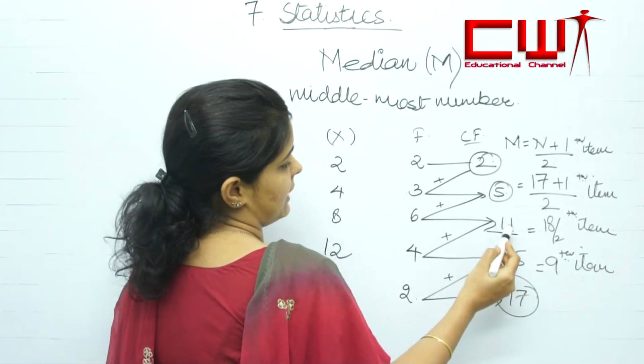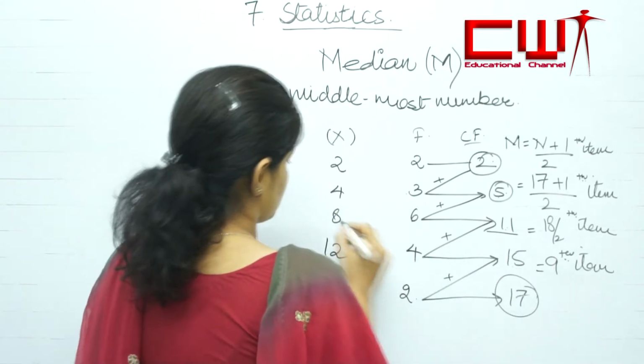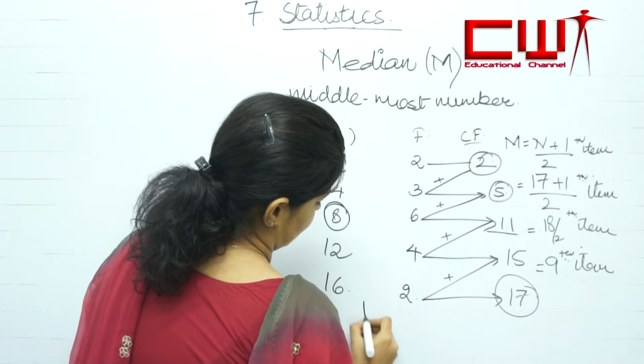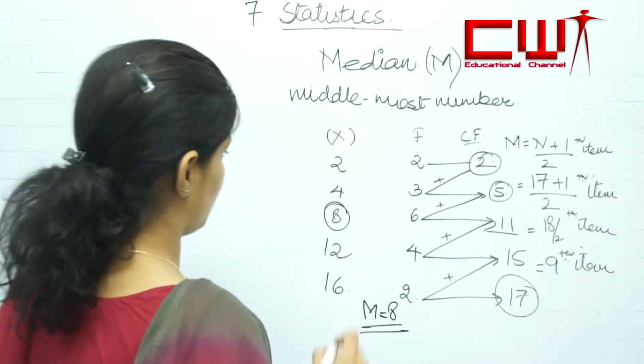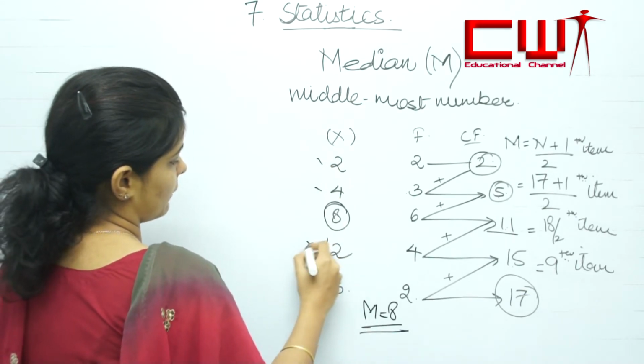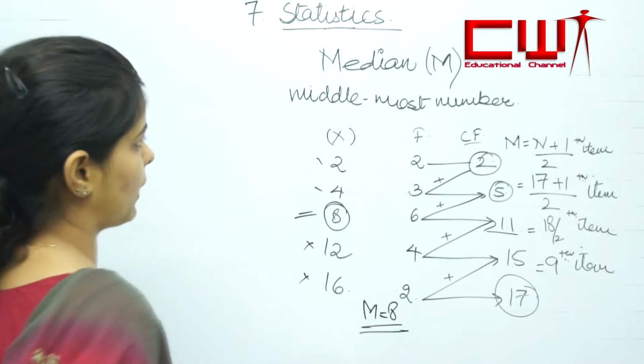Which is the next highest? 11. 11 is in front of which number? 8. So median equals 8. Right? That is the middlemost number. See, 1, 2, and you have this and this. So this is the middlemost number. This is how you calculate the median.